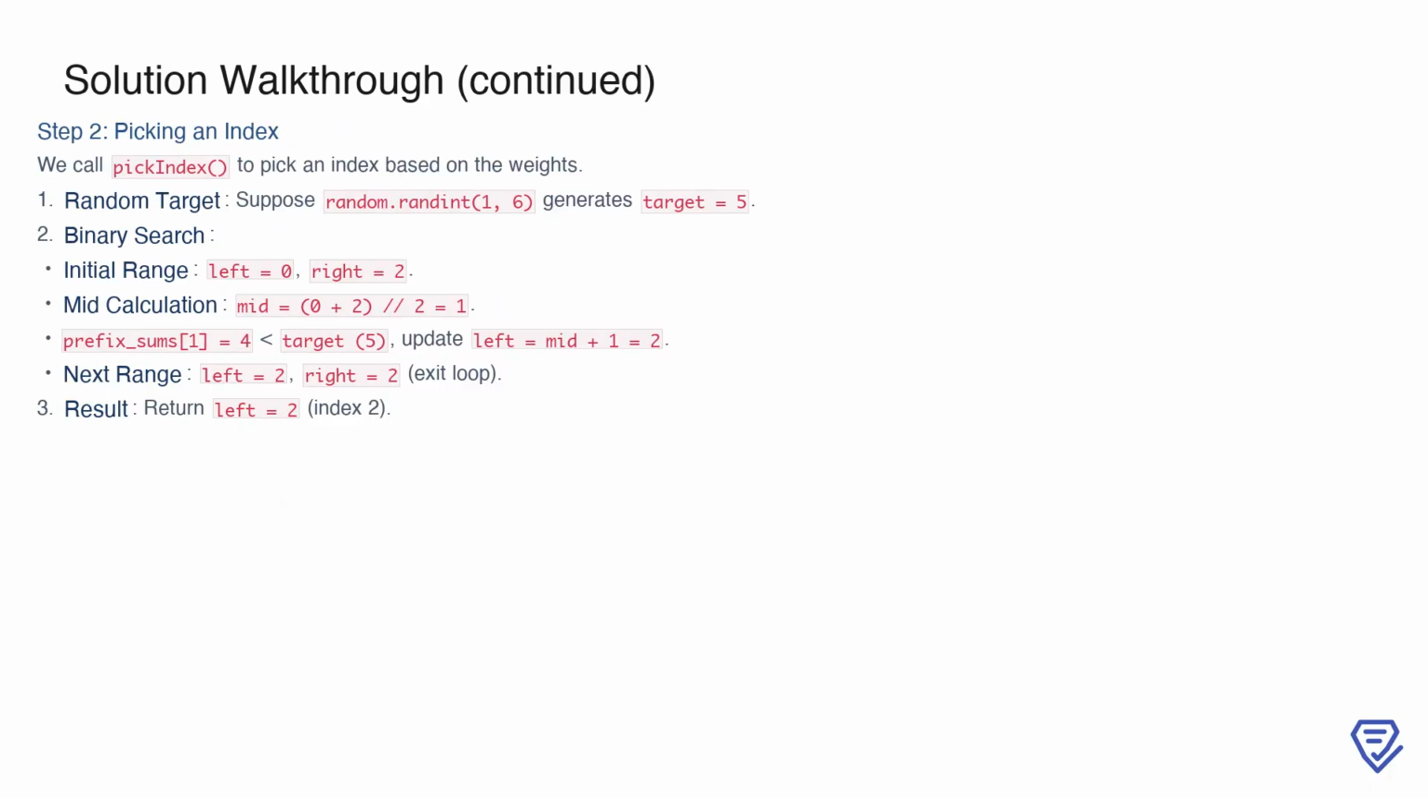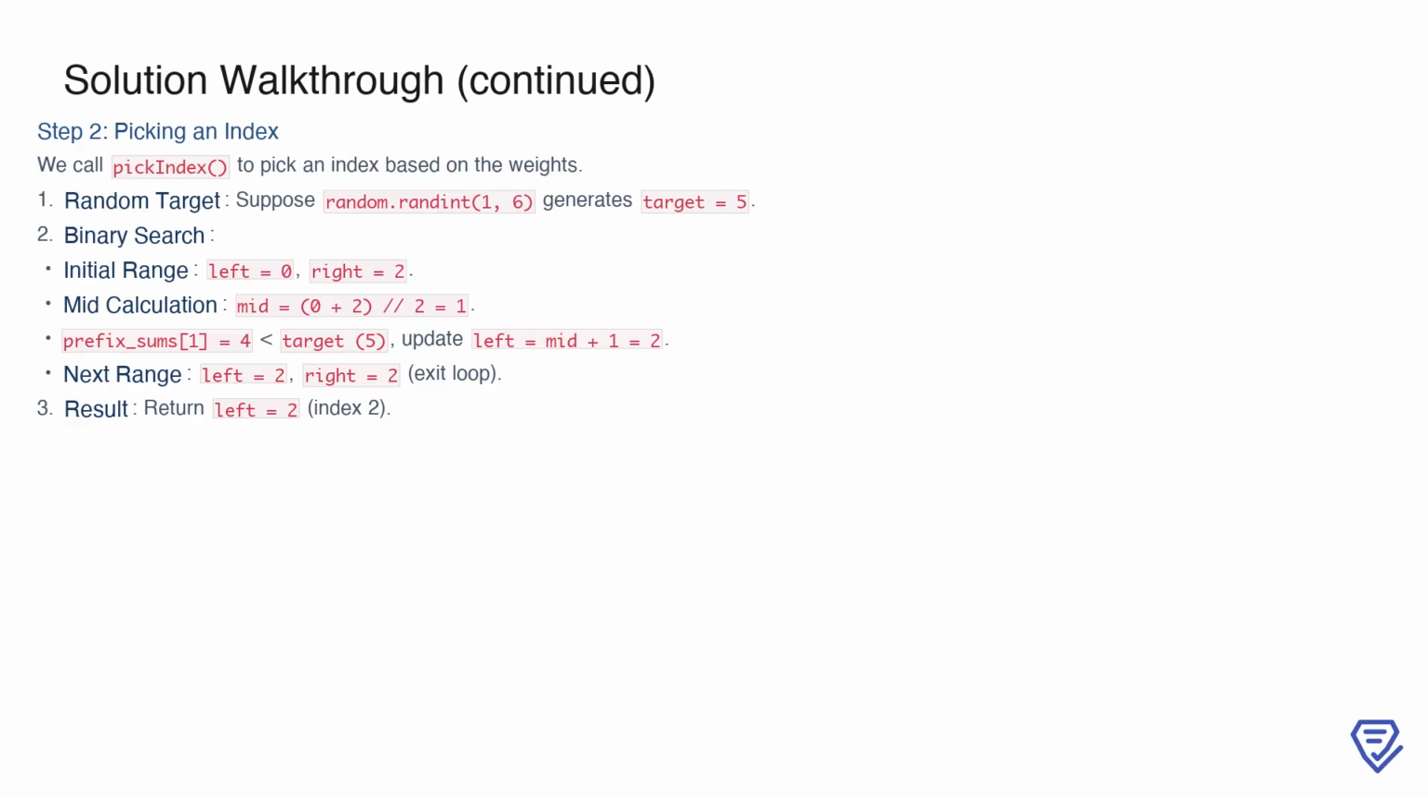Now we move to the process of picking an index based on the weights. When pickIndex is called, the first step is to generate a random target number between 1 and the total_sum, which in this case is 6. Suppose the random target is 5. To determine the index corresponding to this target, we perform a binary search on the prefix_sums array.